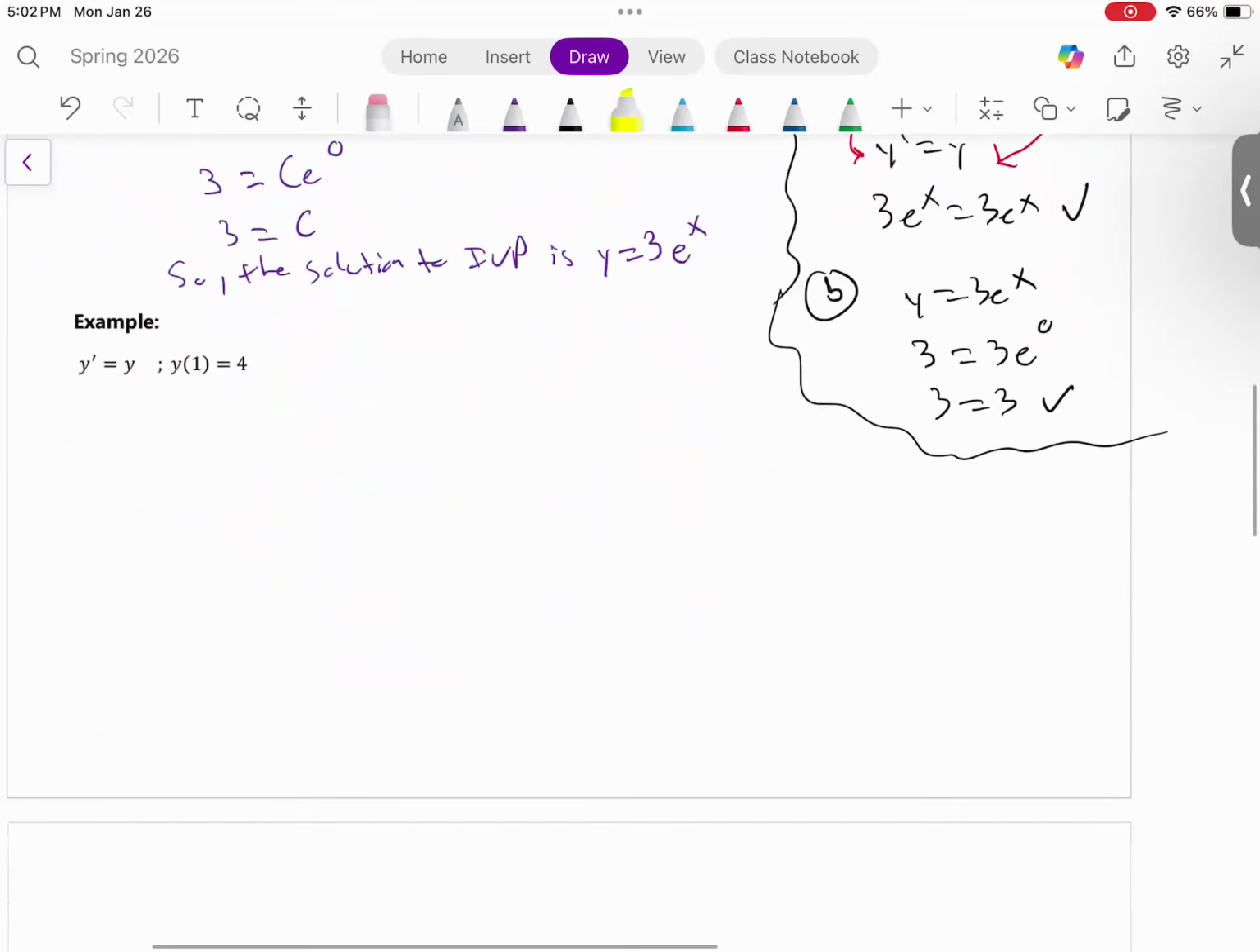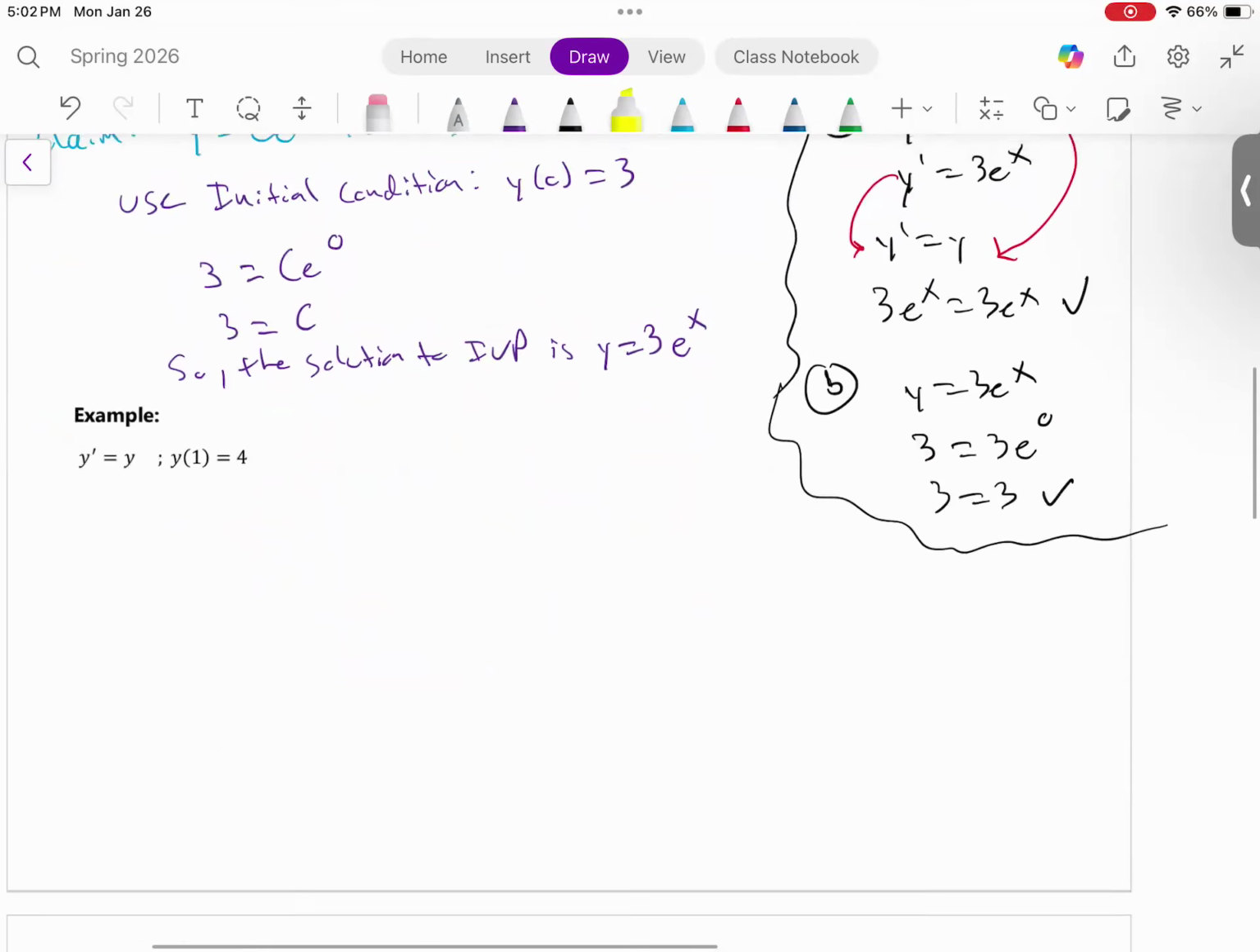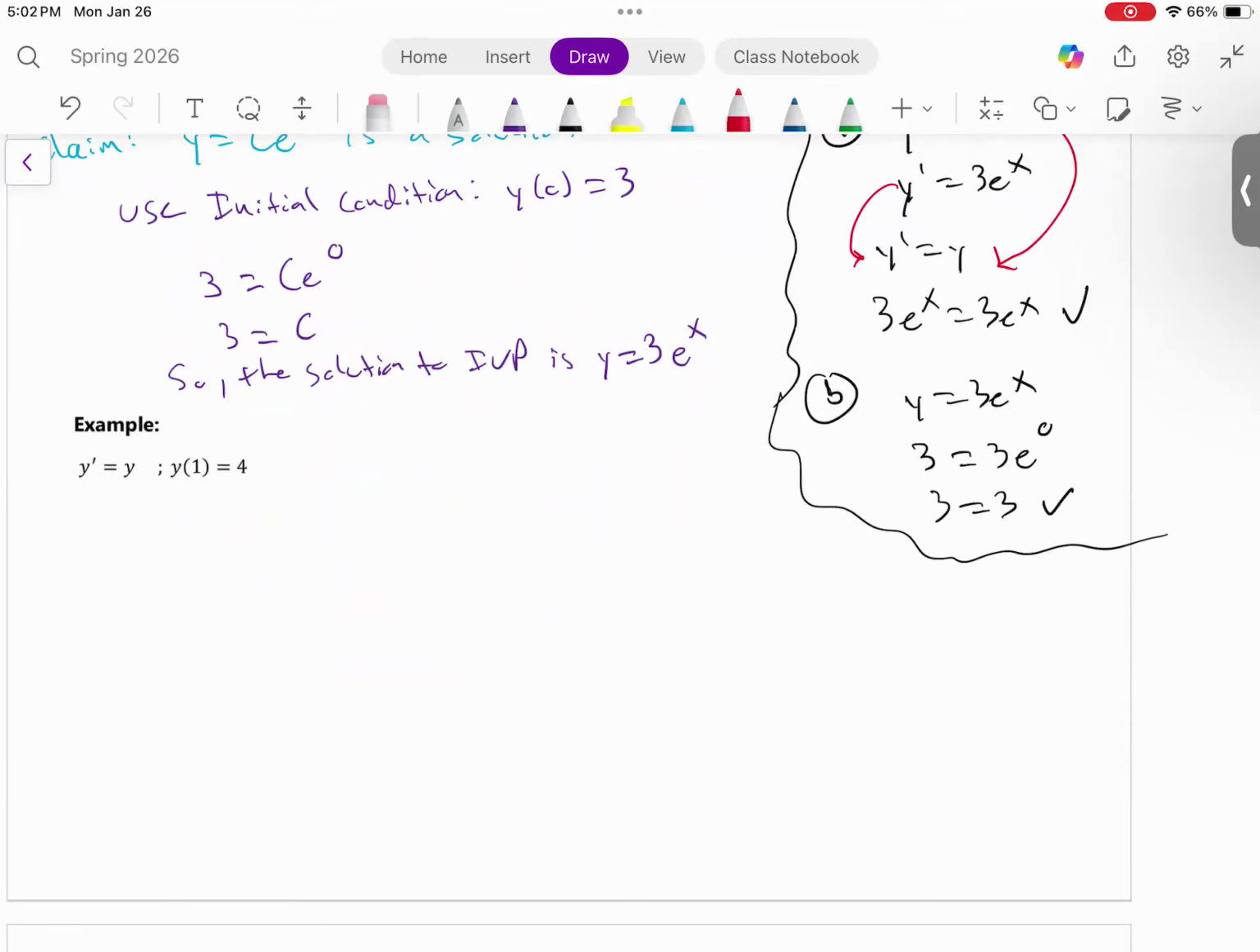Okay, so let's go ahead and try out this next example. What I want you to do is pause the video. It's very similar to the previous example, but go ahead and try out this one.